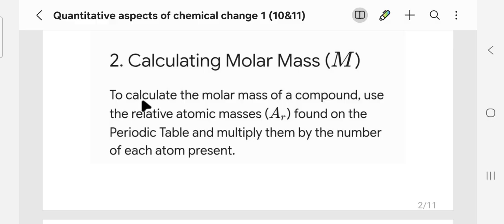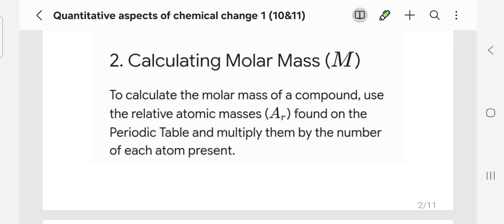So here they are telling us, this is the instruction to say, to calculate the molar mass of a compound, use the relative atomic masses, Ar, which are found on the periodic table, and multiply them by the number of each atom present. Okay, that's what I'm going to be showing you in this video.